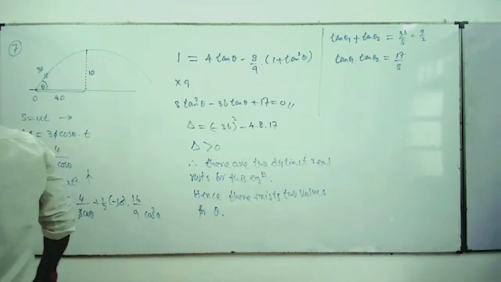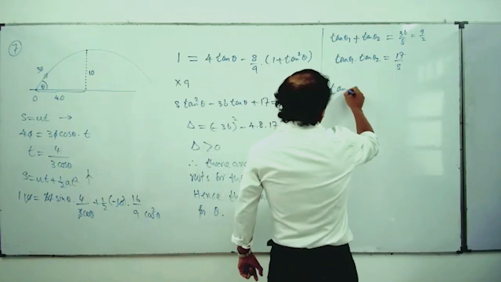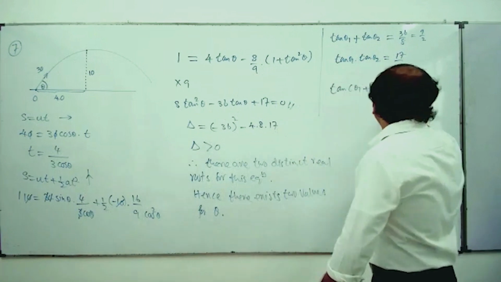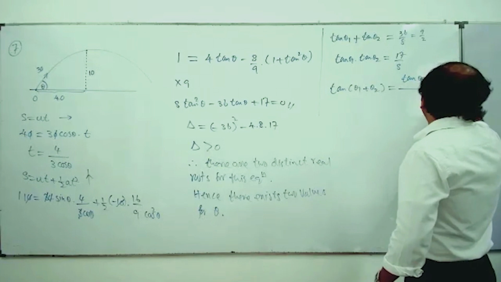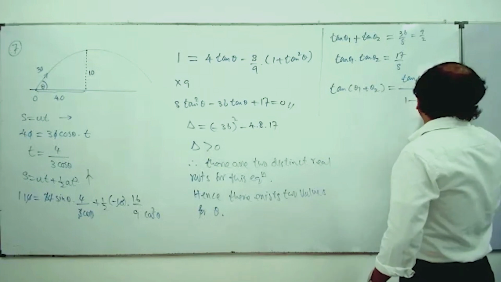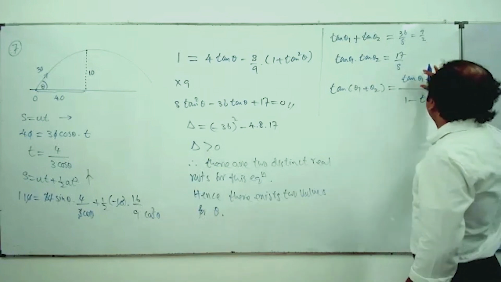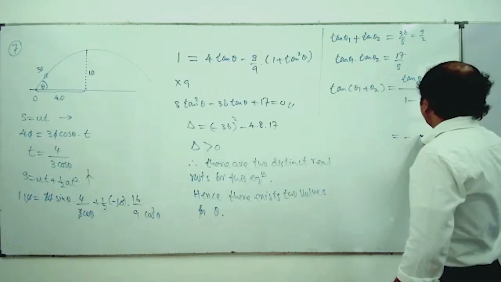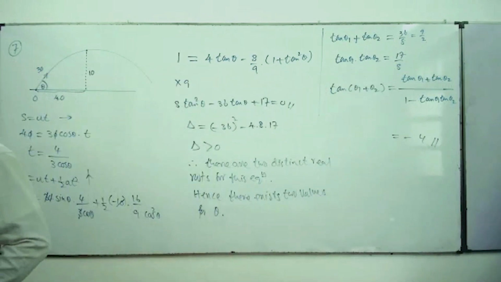Now what is being asked? Tan of theta 1 plus theta 2. We don't like tan a plus b; that expansion you can do. It is tan theta 1 plus tan theta 2 divided by 1 minus tan theta 1 tan theta 2. Right. Substitute this 9 by 2 here, 17 by 8 here, simplify this, then you get the answer minus 4.